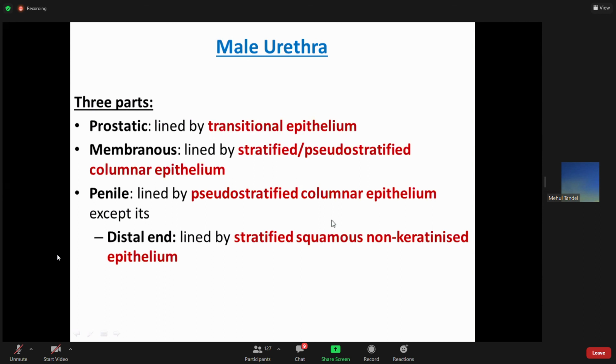Okay, ये epithelium आपको याद रखनी ही है because it is very commonly asked in NEET PG. MCQ में काफी बार पूछा गया है ये क्वेश्चन epithelium पे. Okay, prostatic lined by transitional epithelium, membranous by pseudostratified columnar, penile is also by pseudostratified columnar epithelium, but near the distal end, or we can say near the opening, it is lined by non-keratinized stratified squamous. That is all about today's lecture.